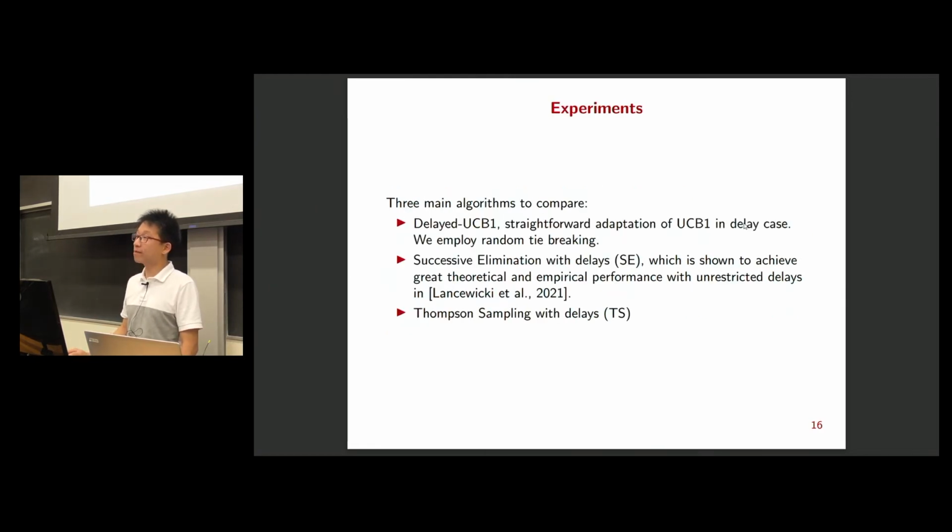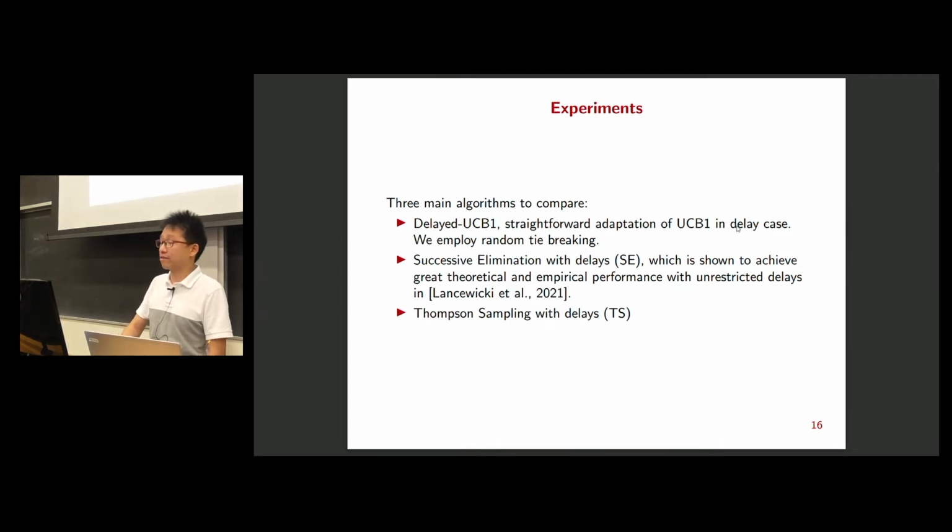Onto experiments. There are three main methods we want to compare. The first one is called delayed UCB1, in the 2013 Joulani paper. It's just a straightforward adaptation of UCB1 to the delay case, and we employ random tie breaking. The second one is this recent paper, which has successive elimination with delays. It's also a straightforward adaptation of successive elimination, and is shown to achieve great theoretical and empirical performance with unrestricted delays.